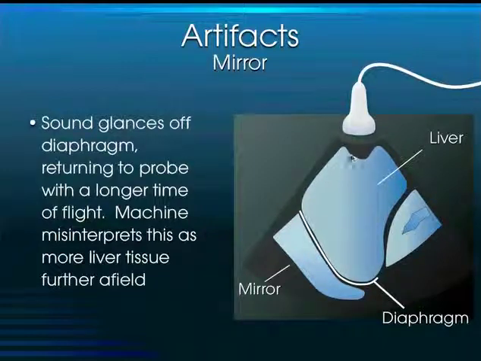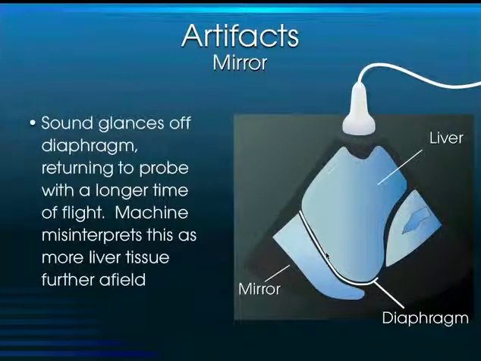In that right upper quadrant view, as sound goes through the liver, it encounters the diaphragm. In the normal chest, it is unable to get across the diaphragm, but instead rolls along the edge of the diaphragm and then finally makes its way back to the probe. And the machine misinterprets that information as there being further tissue afield. And it does so because it took the sound longer to get back to the probe, and therefore it thinks there's something further down on the screen.